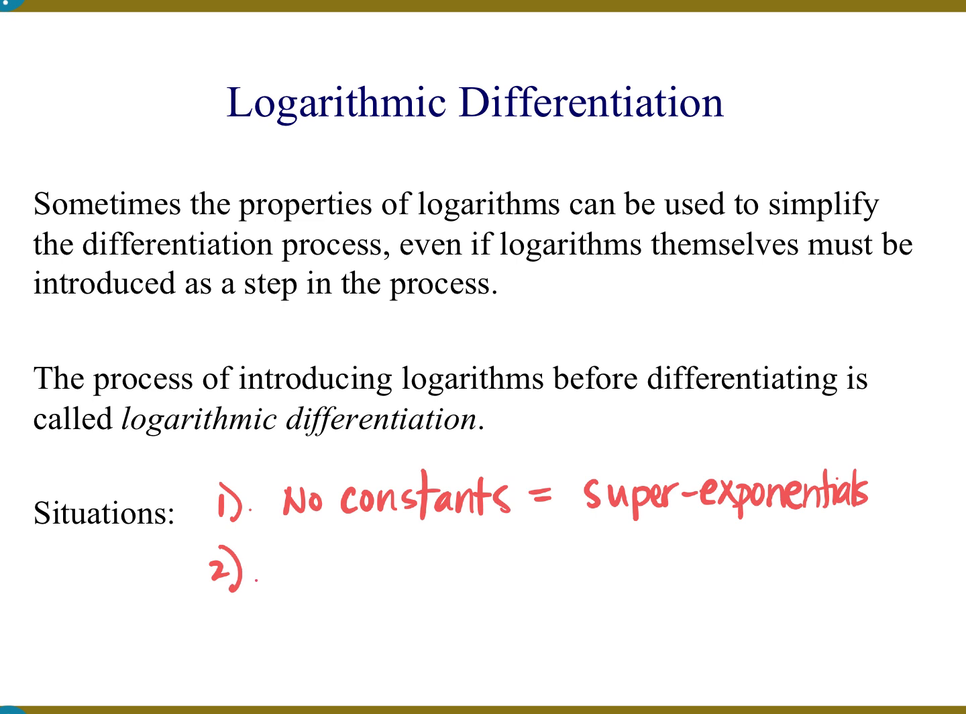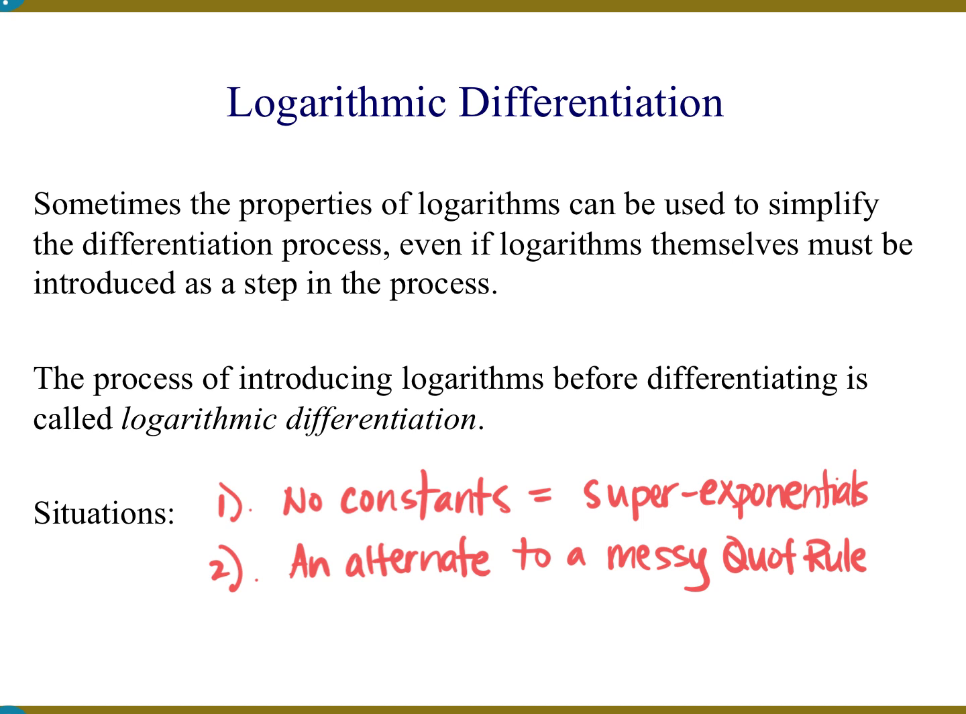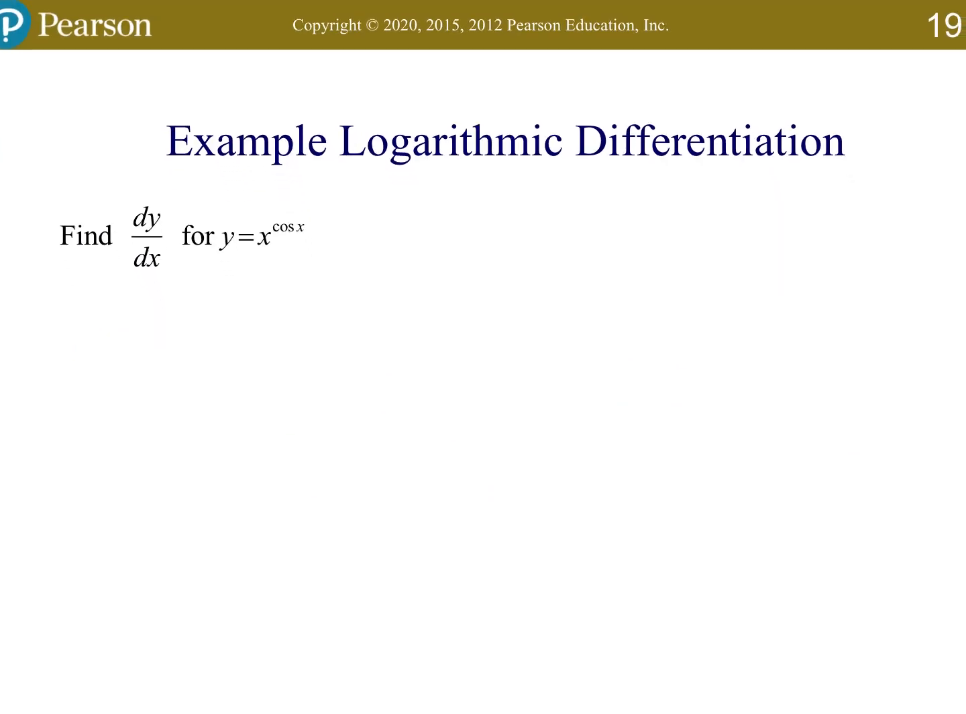The second one is an alternate to the quotient rule if the quotient rule is going to be really messy. And we'll try one of those too. So if you see one and you're looking at it and you're like, oh, the quotient rule is going to be horrific. I'm going to be squaring this massive thing and subtracting. And logarithmic differentiation is an alternate to that, which can tend to be cleaner. All right, so let's try this out.